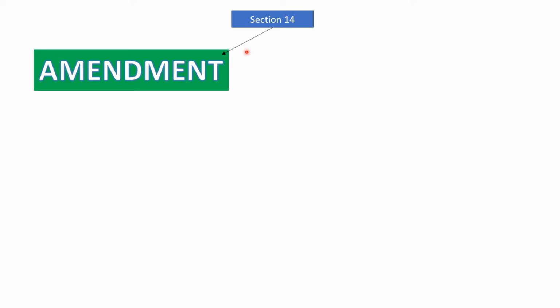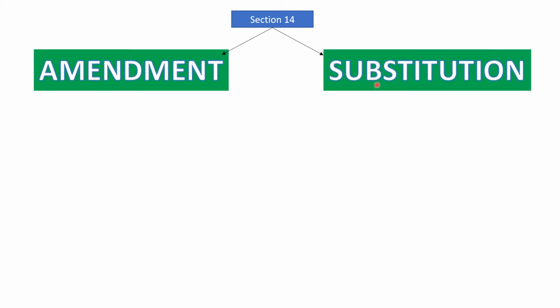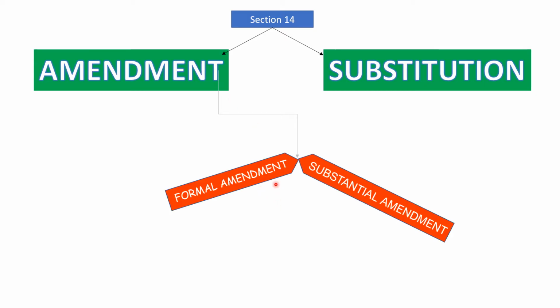We'll go now to section 14. Take note that under section 14, it talks about two animals. The first is your amendment and the second one is your substitution. Ang palaging tinatanong ng mga professors ninyo at sa bar exams is about the amendment. So, as early as now, I want you to realize that there are two kinds of amendments. First is your formal amendment, and the second one is the substantial amendment. You have to know this one para mas madali ninyong i-distinguish.